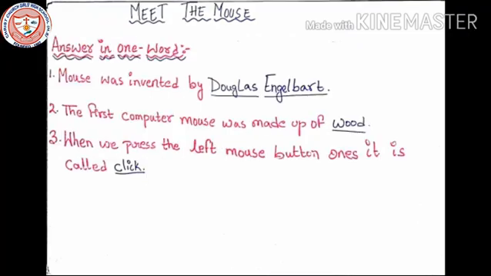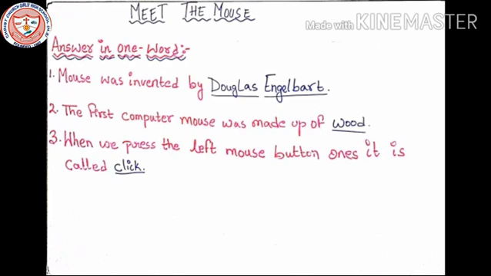Answer in one word. Mouse was invented by dash. Who invented the mouse? Douglas Engelbart. D will be capital and E will be capital.